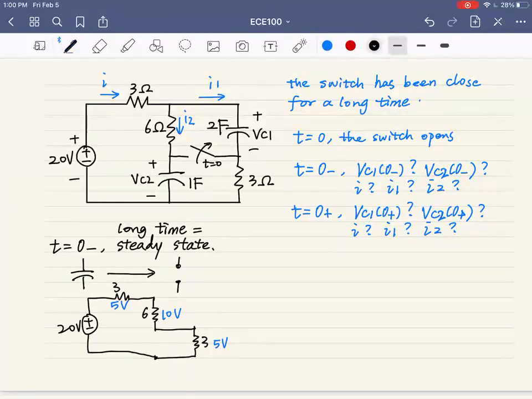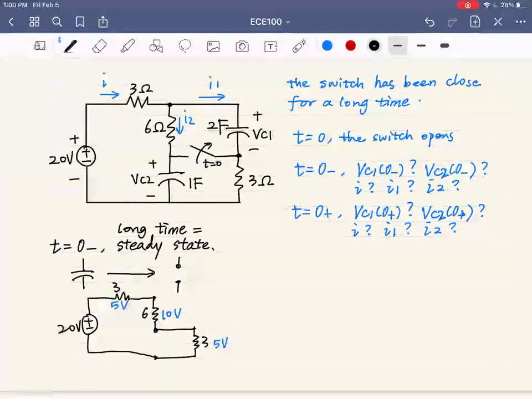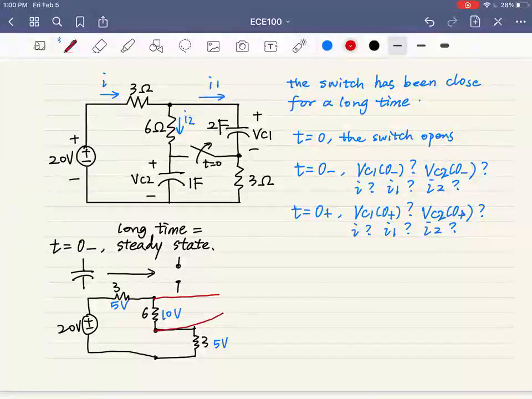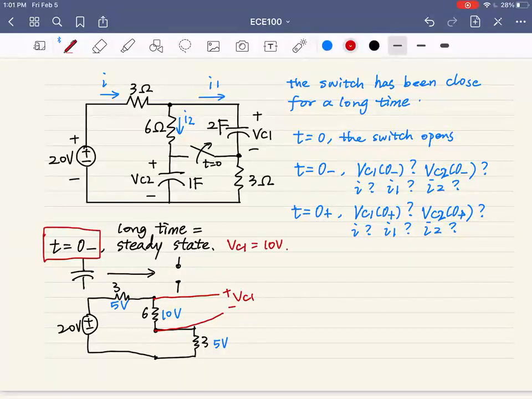And then we observe VC1. You see that VC1 is connected to the ends of the 6 ohm resistance, right? So this is basically VC1. And we know that when t equals 0 minus, VC1 equals 10 volts, right? What about VC2? When the switch is closed, VC2 is connected to the two sides of the 3 ohm resistance. And similarly, we get that VC2 equals 5 volts. Is it clear?